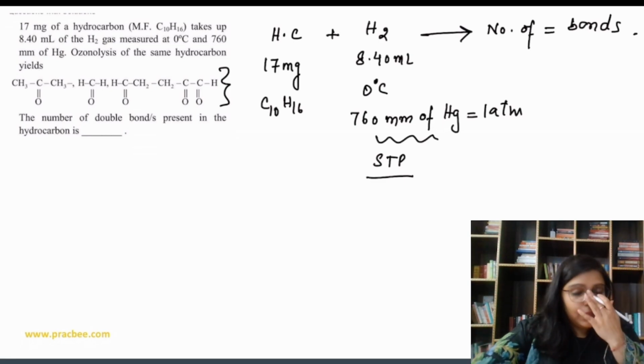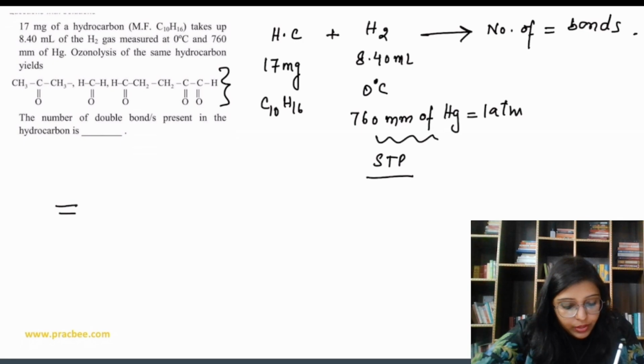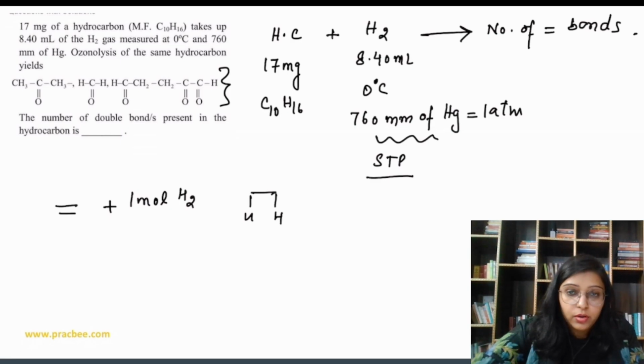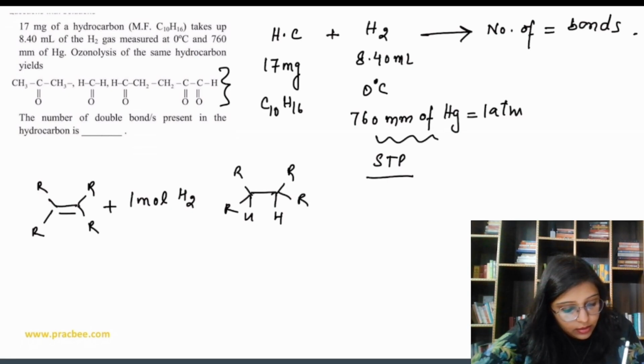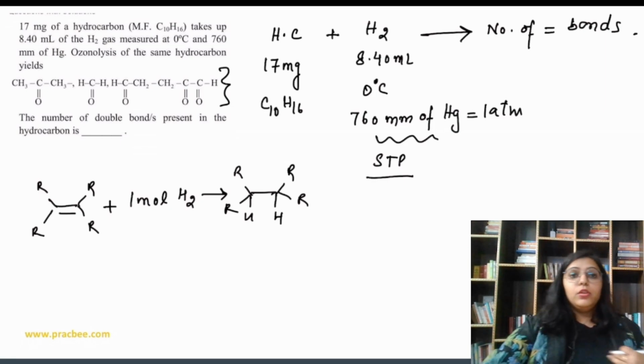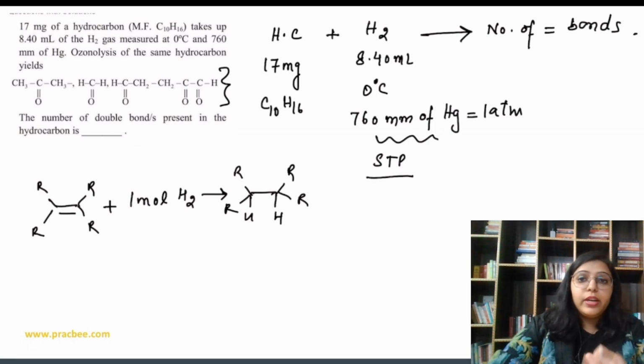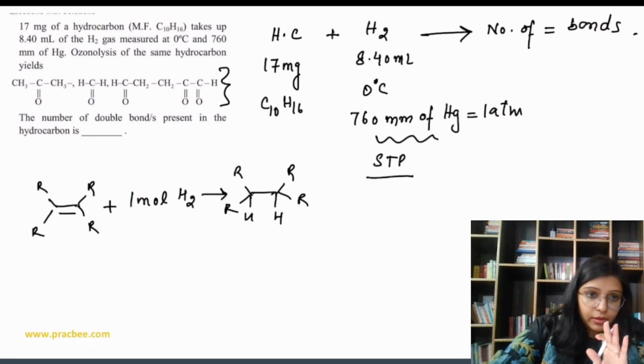So see, we know that one double bond consumes 1 mole hydrogen. Here we write hydrogen and hydrogen. We remove the double bond, we dissociate the pi bond and we will have hydrogen. So suppose this is R and this is R, this is R, this is R. Understood? Okay. So the point is that we just need to find out the number of double bonds in the hydrocarbon. So the ozonolysis part is irrelevant. Right? We can solve the question on the basis of mole concept.